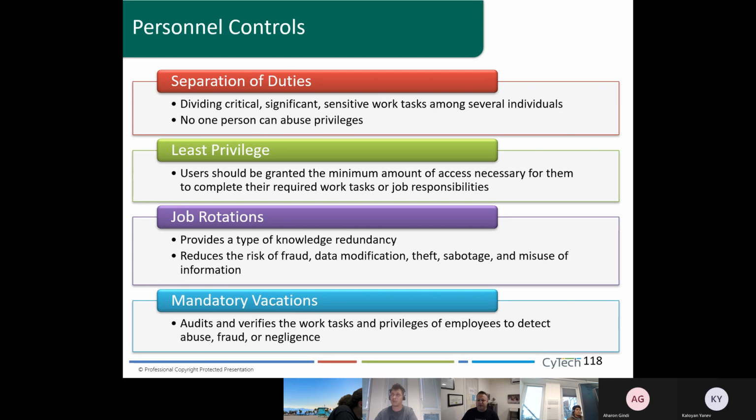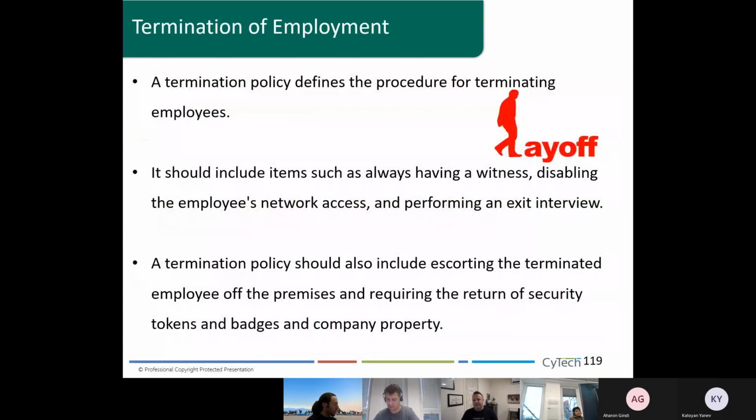Again, separation of duties, no one person can close the loop on a full business process. Least privileges, we want to minimize their footprint. Job rotation to discover, and mandatory vacation to, again, discover the fraudsters.